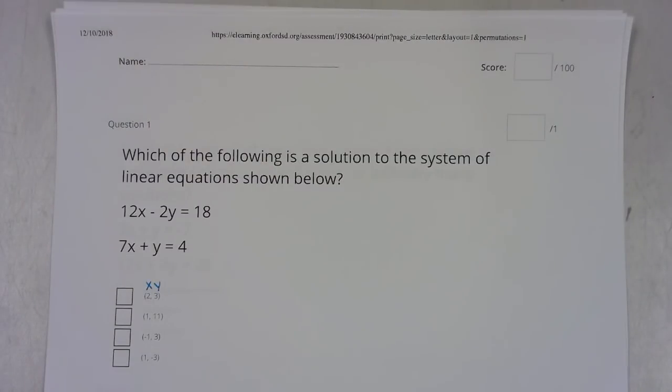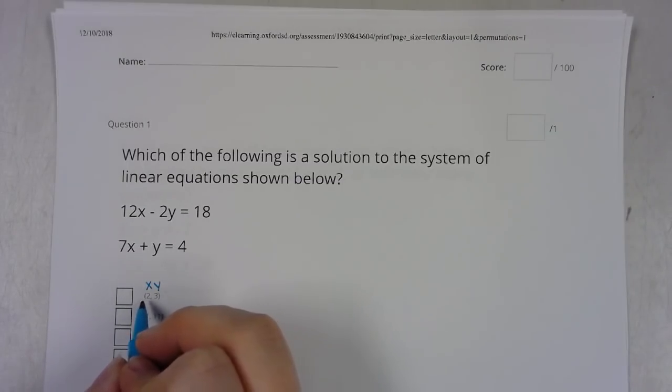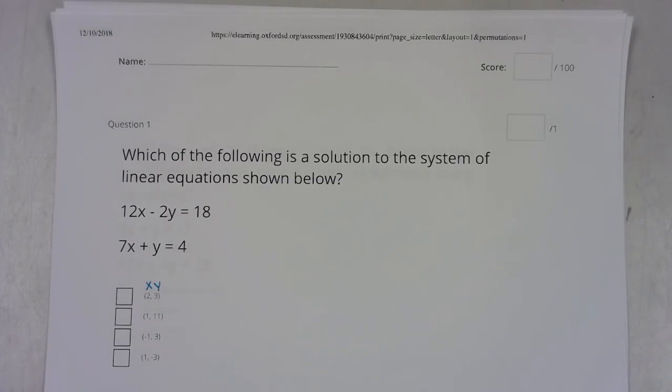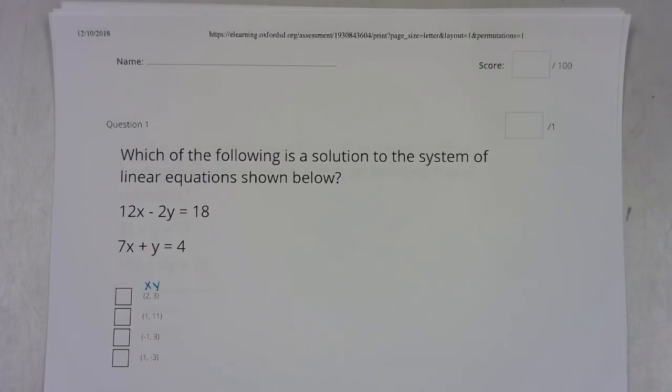This is question 1, and it asks which of the following is a solution to the system of linear equations shown below. So remember that a solution is given in a coordinate, an xy coordinate. So in this case, the x would be 2 and the y would be 3. Now you could solve this in a variety of ways.